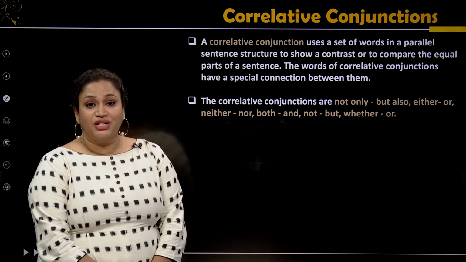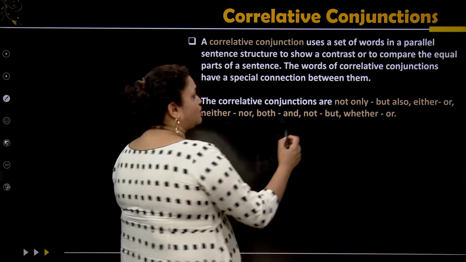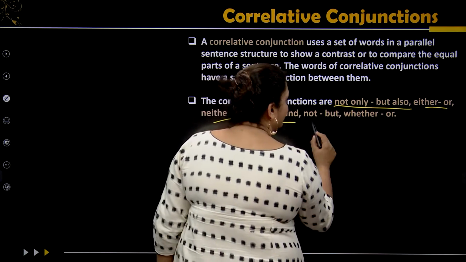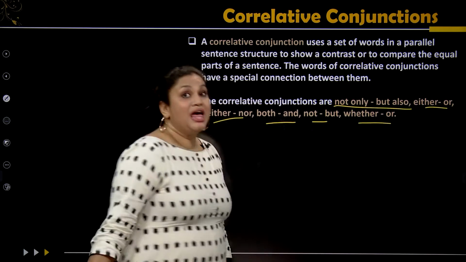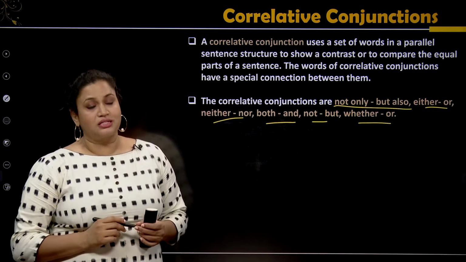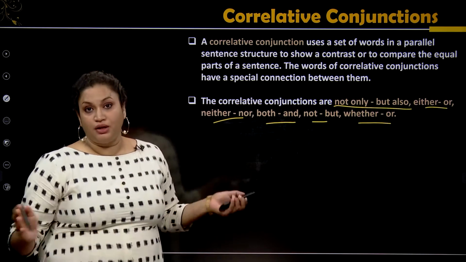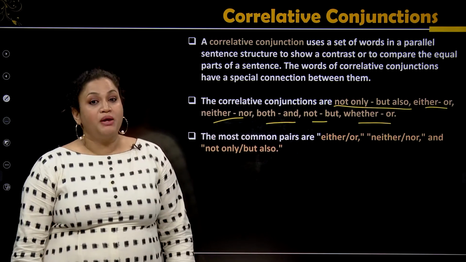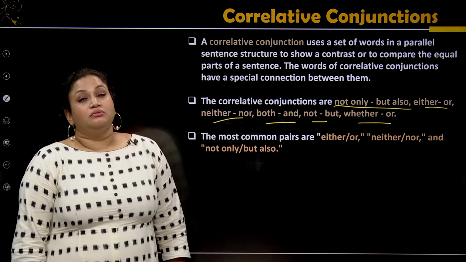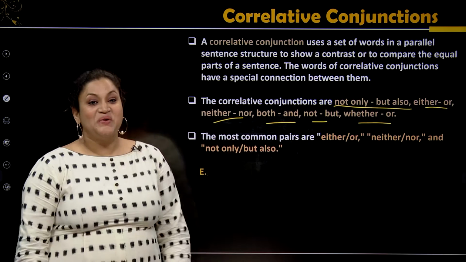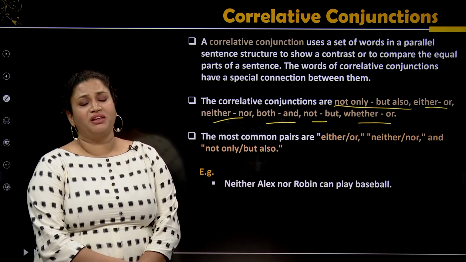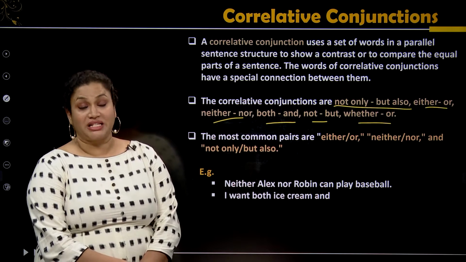The correlative conjunctions are basically not only but also, either or, neither nor, both and, not but, whether or. These are the most commonly used correlative conjunctions. There are more to this, but these are the ones that we really use often. The most common pairs are either or, neither nor, and not only but also. Okay, the next example is: neither Alex nor Robin can play baseball.